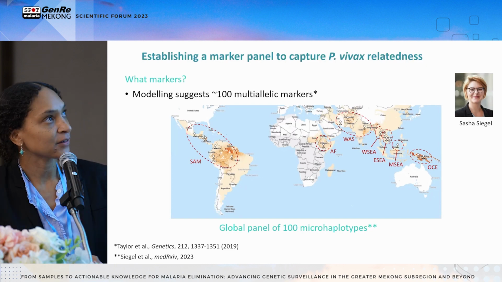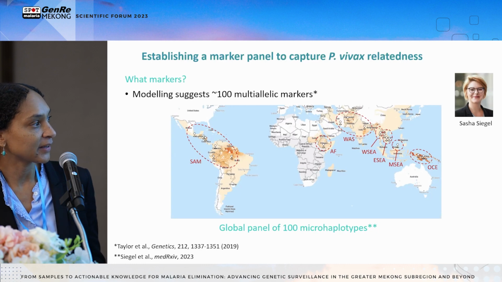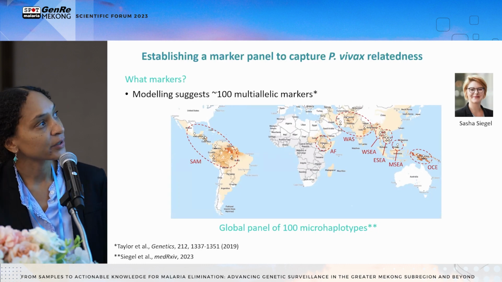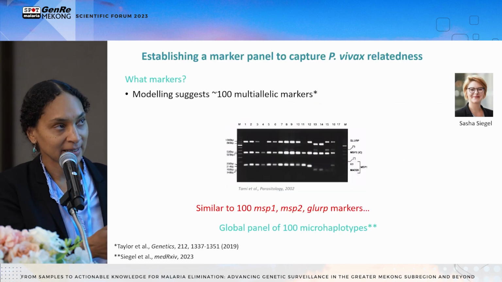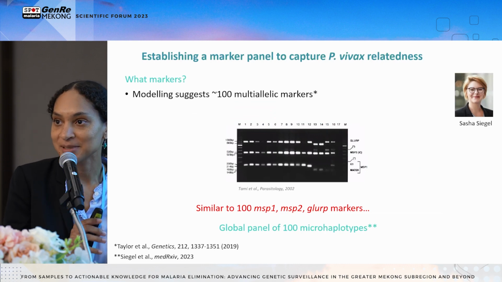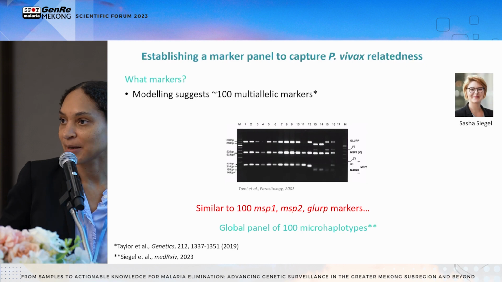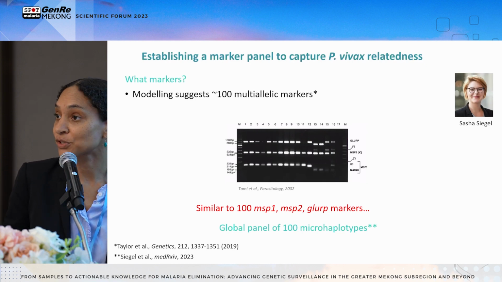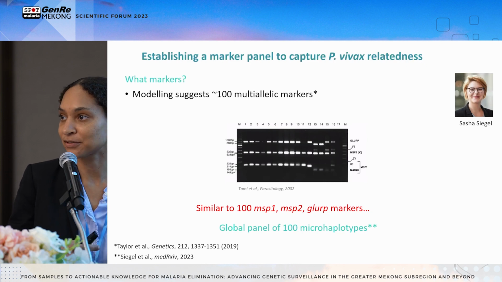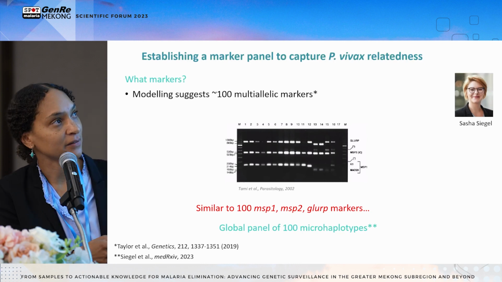And I haven't gone into detail about how we selected them, but if anyone's keen, you can find out in our preprint. And in case that was still a little bit too technical, I appreciate it's a technical concept, one way you might want to think about it is that it's almost like we selected 100 NSP1 or 2 or GLP type markers. That's how much information we get, having about 100 of these.